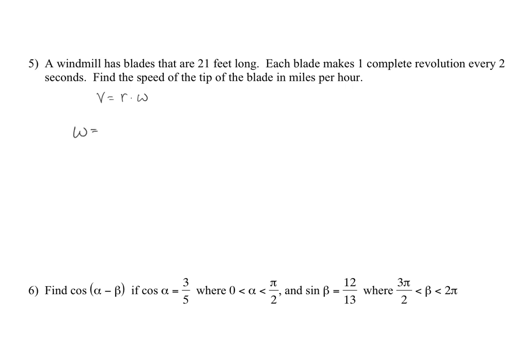So we have 1 revolution every 2 seconds, and 1 revolution is equal to 2 pi radians. So we have the angular speed is pi radians per second.